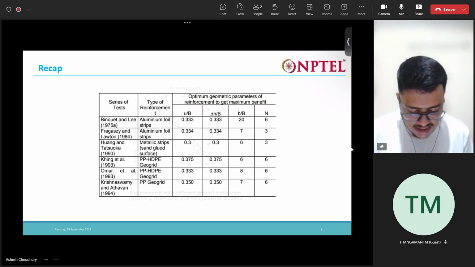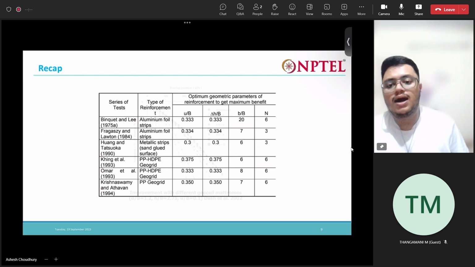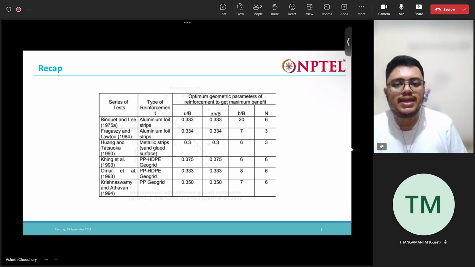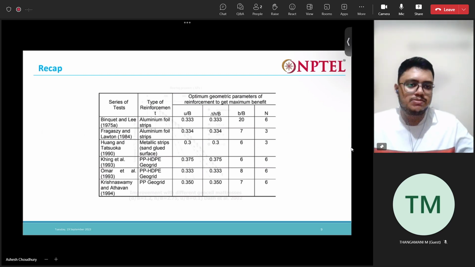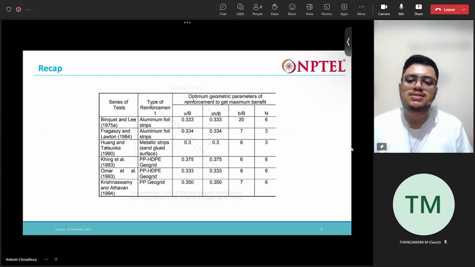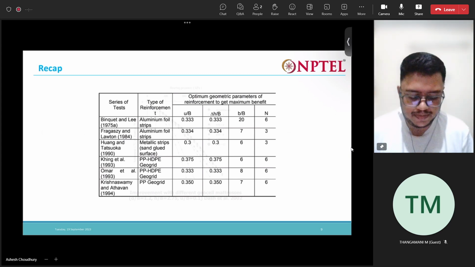Now here various researchers have given the optimum parameters. U by B is nothing but the optimum depth of the first layer that should be provided. Del H by B means the optimum spacing. B by B means the width to width ratio, and N is the number of layers. Many researchers have done many experiments with different types of reinforcement, and they have suggested some optimum geometric parameters so that we can get maximum benefit out of them.